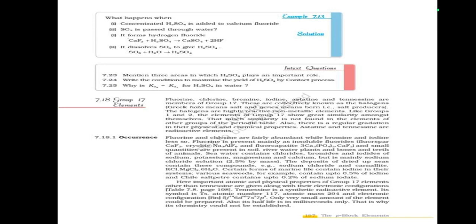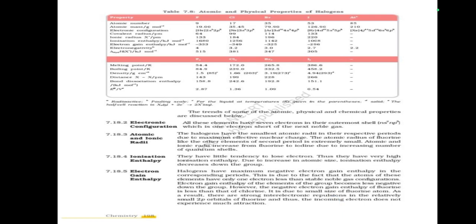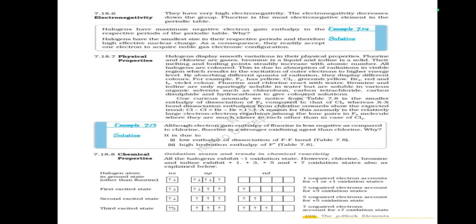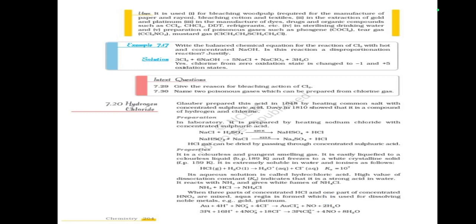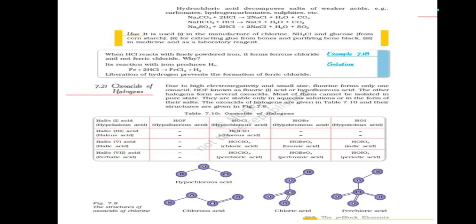Group 17 elements. Electron configuration, atomic and ionic radii, ionization enthalpy, electron gain enthalpy, electronegativity, physical properties, chemical properties. Chlorine, hydrogen chloride, oxoacids of halogens. Interhalogen compounds. Table 7.11 Some properties of interhalogen compounds.